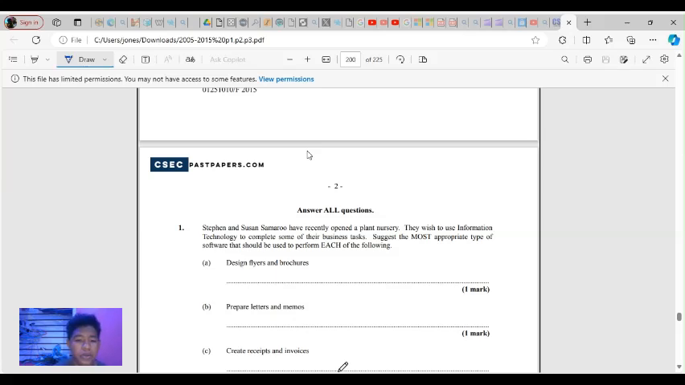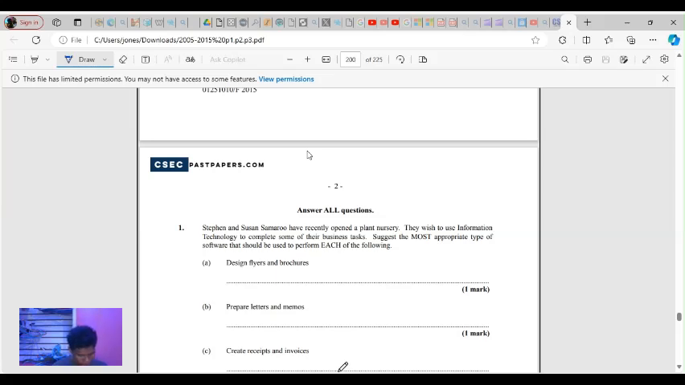It says answer all questions. Stefan and Susan Sumaru have recently opened a plant nursery. They wish to use information technology to complete some of their business tasks. Suggest the most appropriate type of software that should be used to perform each of the following tasks. So we have designing flyers and brochures.